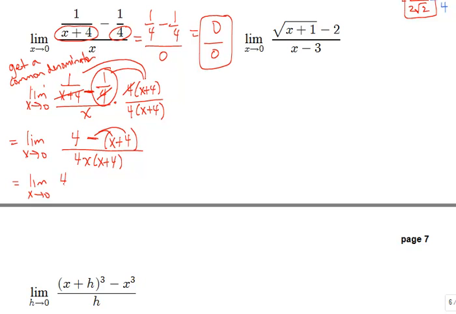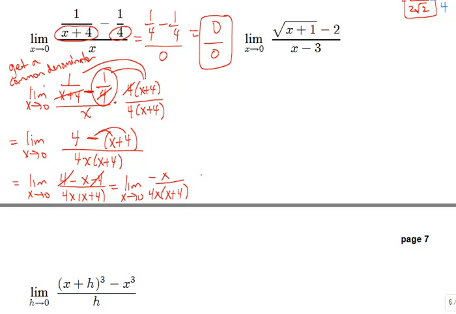because in the next step we're going to distribute this negative across, and that's going to give me 4 minus x minus 4, which means the 4 and the minus 4 cancel out, giving me the limit as x approaches 0 of negative x over 4x times x plus 4.